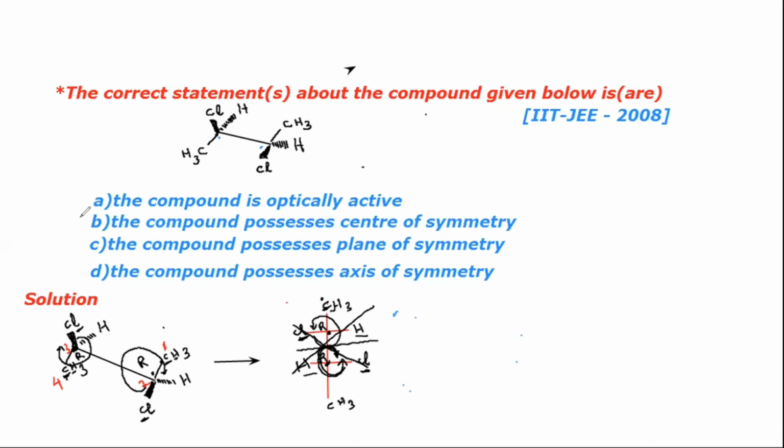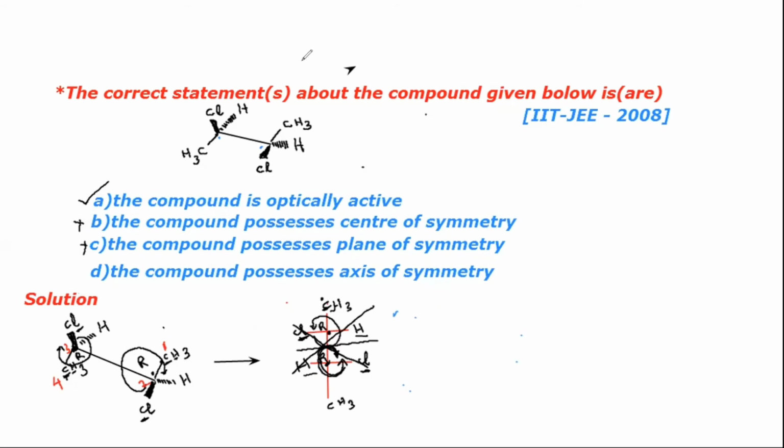Hence, B and C are not the right options. When plane and center are not there, the compound is optically active. So option A is the right option. Then to decide whether option D is right or wrong, we have to check the axis of symmetry. To check the axis of symmetry, we have some procedure.